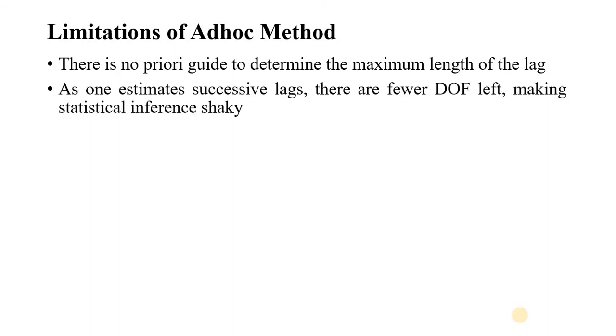The second problem is that as we include successive lags, we are losing degrees of freedom. When we use lagged values, we remove observations. When you take the first lag, you remove the first observation; for the second lag, two observations; for the fourth lag, you have to remove the first four observations. It means your degrees of freedom will be lost, and it will make statistical inference problematic.